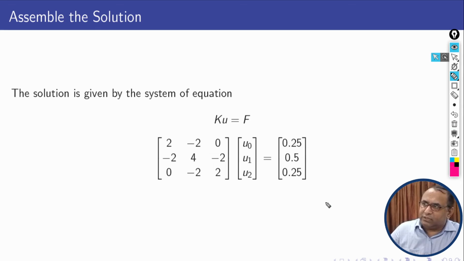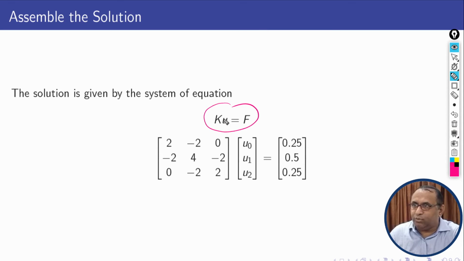Assemble the solution. The solution is given by the system of equations Ku is equal to F. Put the value of the global stiffness matrix, which is 2, minus 2, 0, minus 2, 4, minus 2, 0, minus 2 and 2. Here this is the U matrix. The elements are U0, U1 and U2, which are unknown values. This is the load vector, which is 0.25, 0.5, 0.25.